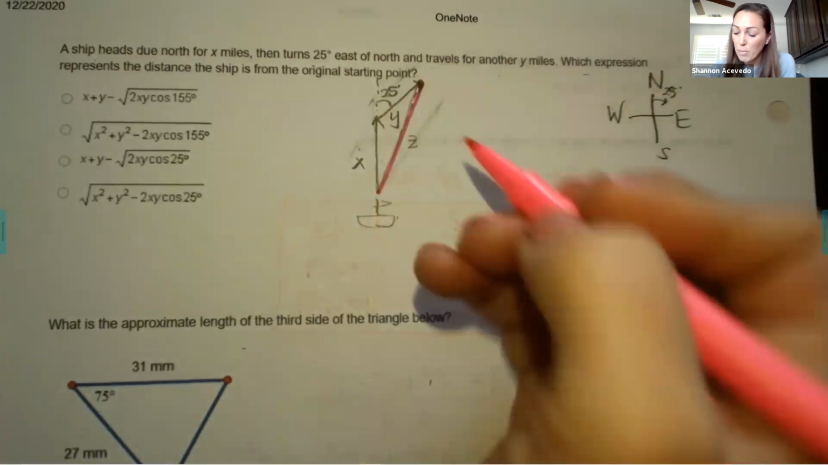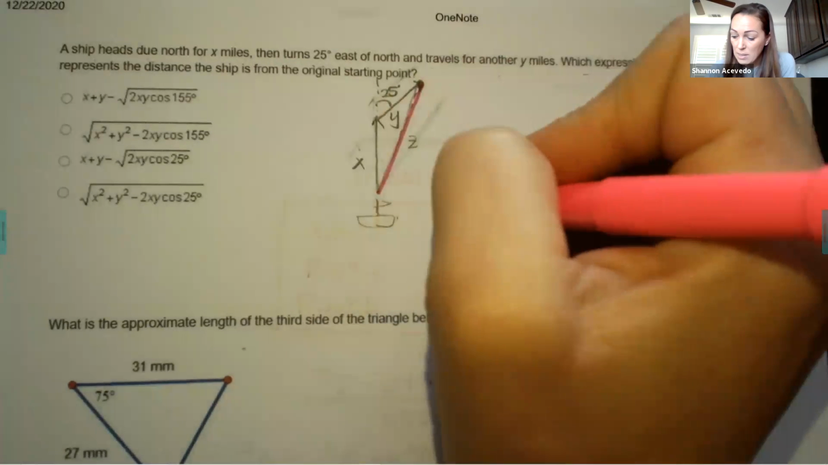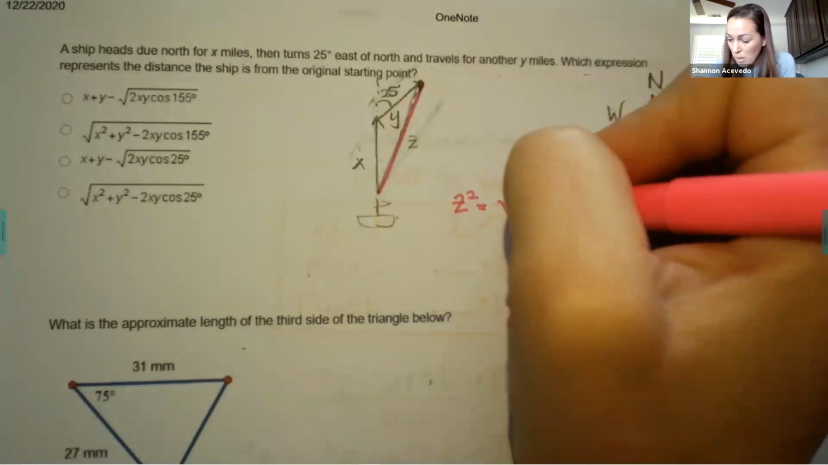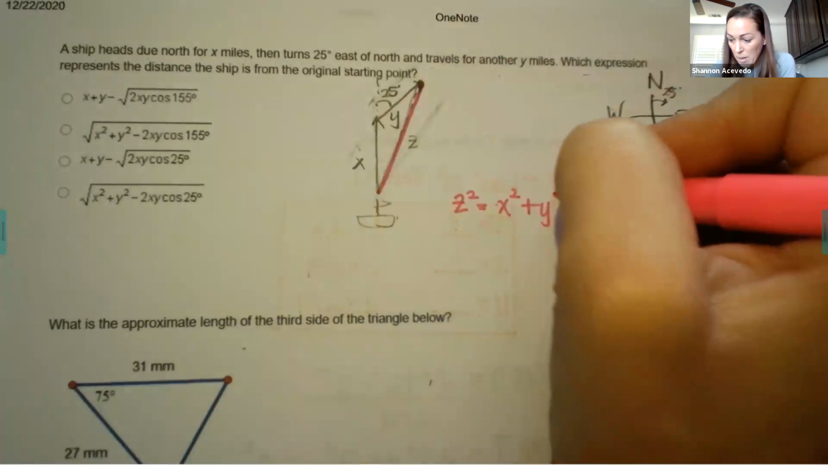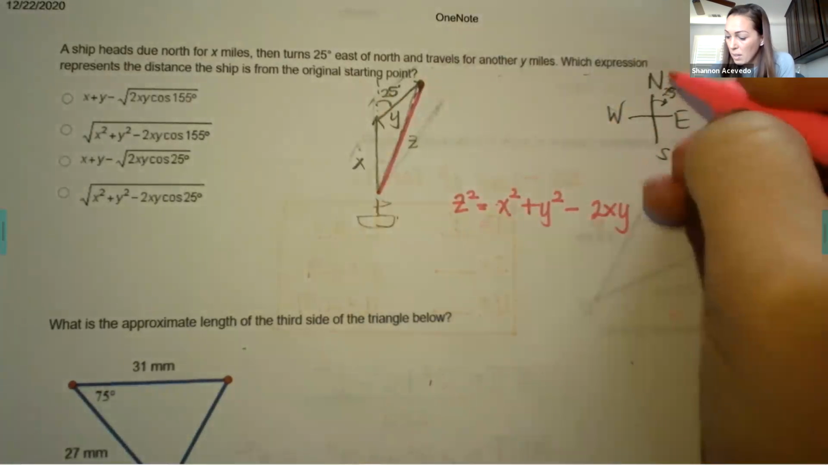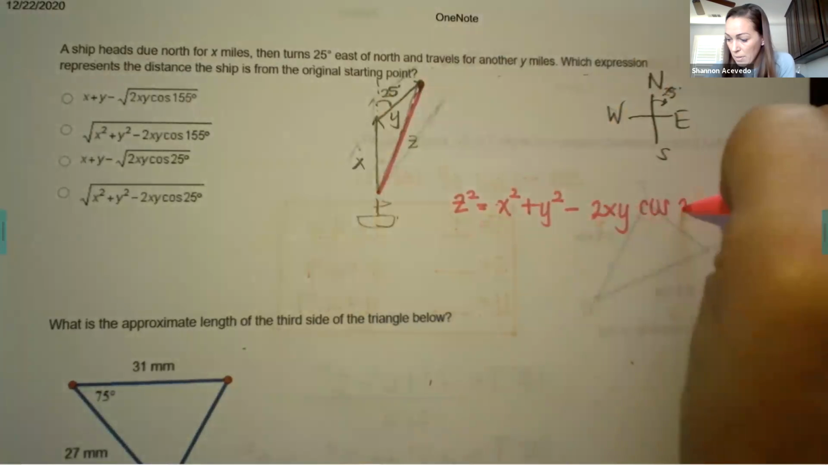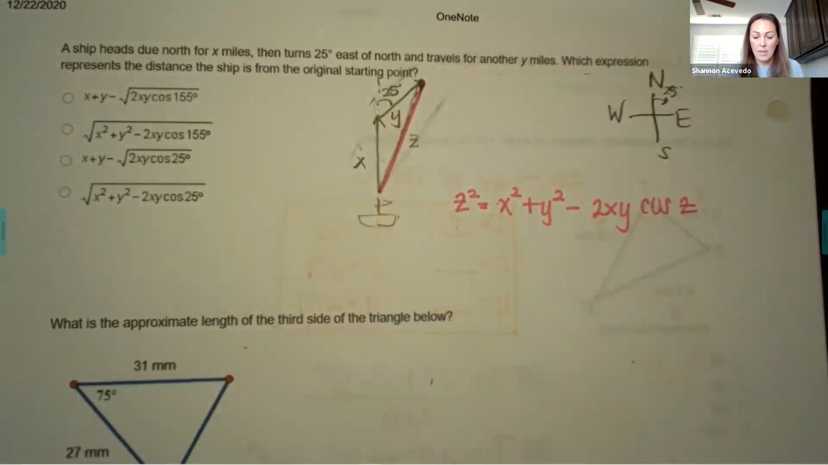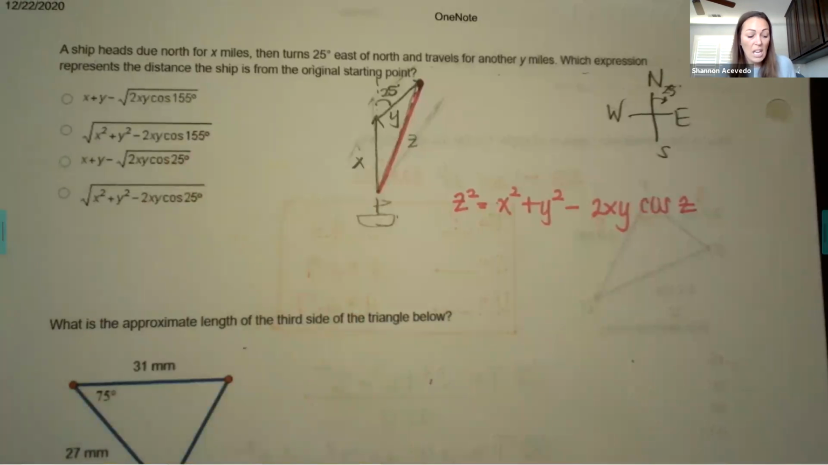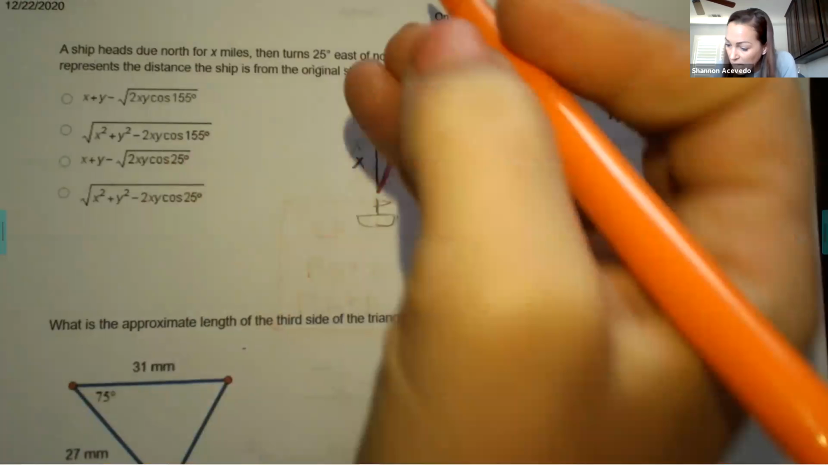Remember that if I want to solve for my side Z, Z squared is going to be equal to X squared plus Y squared minus 2XY cosine of Z. Okay, so I look over here, they don't have a Z in there. Those are things that I need to figure out. And look, they have values for this angle. So they're telling me that they know what this angle Z is.